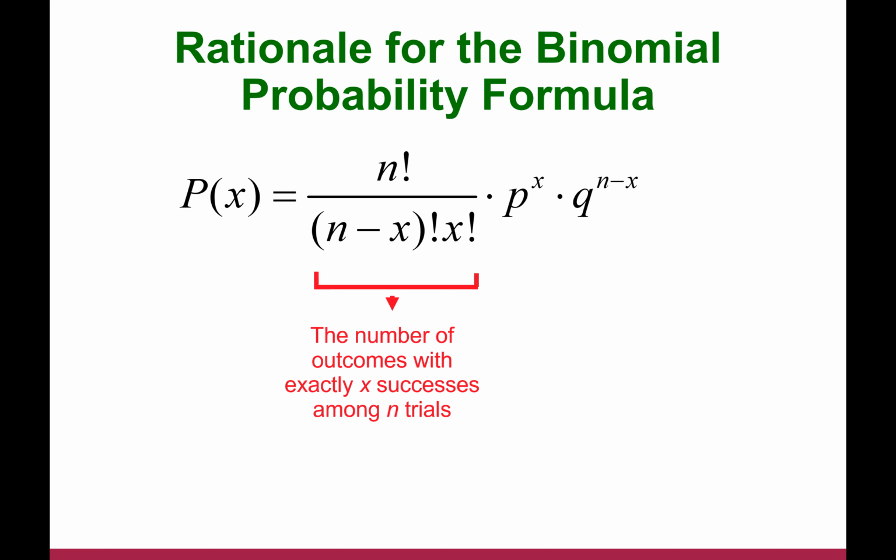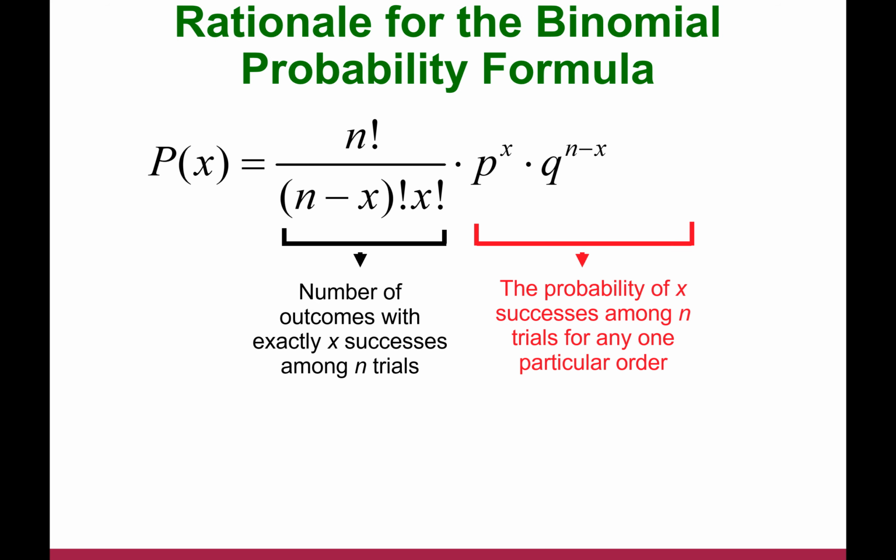Now the rationale for the binomial probability formula is we're picking x successes out of n trials. And the probability of x successes among n trials, for any particular order, would be p to the x and q to the n minus x. So p to the x for the successes, and the rest of them will be failures. Okay.